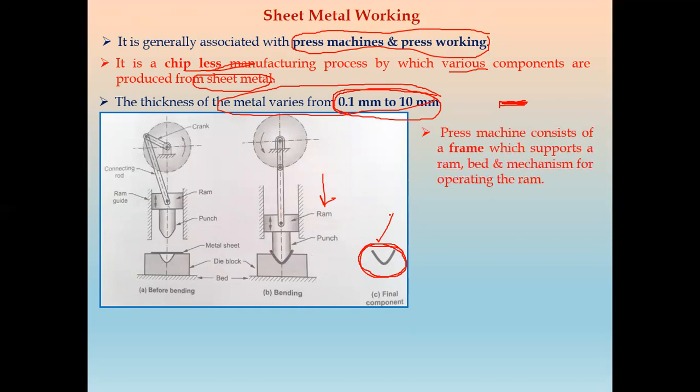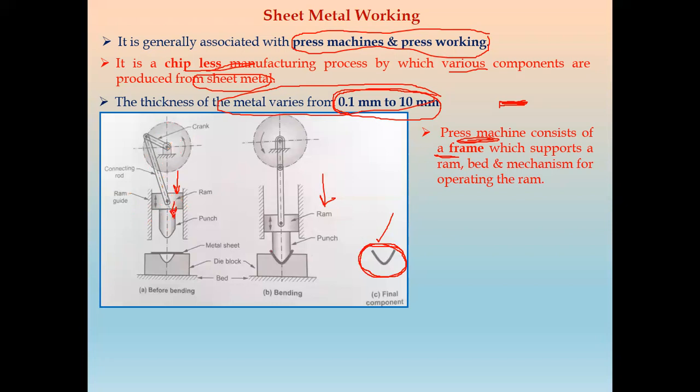So if you see the press machine, generally press working or a press machine is used in case of sheet metal working. The press machine consists of a frame which supports the ram, then the bed, and a mechanism for operating this ram. So this part is called the frame. This is the slider crank mechanism. The ram is the slider which slides inside this ram guide, and the punch is attached to this ram part.